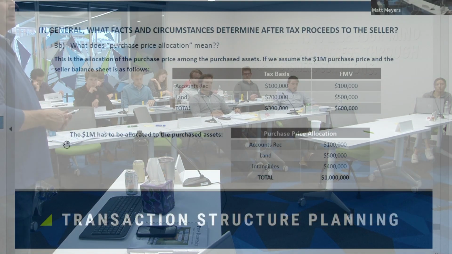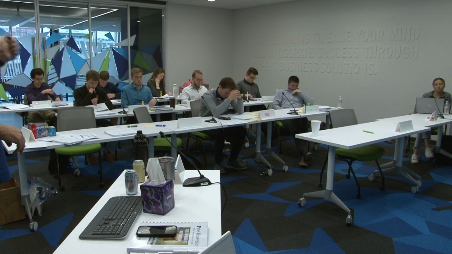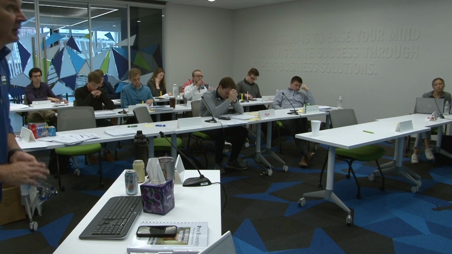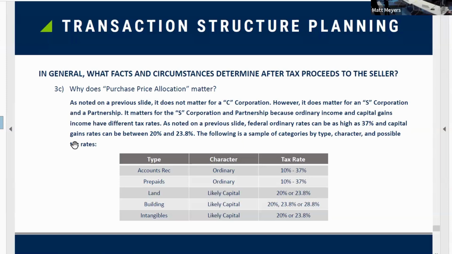Okay. So I think we can probably skip this slide because we've already talked about purchase price allocation using Connor's example earlier. So why does purchase price allocation matter? We talked a little bit about this. Accounts receivable are ordinary, assuming they're cash basis. Prepaids are ordinary. Land is likely capital.